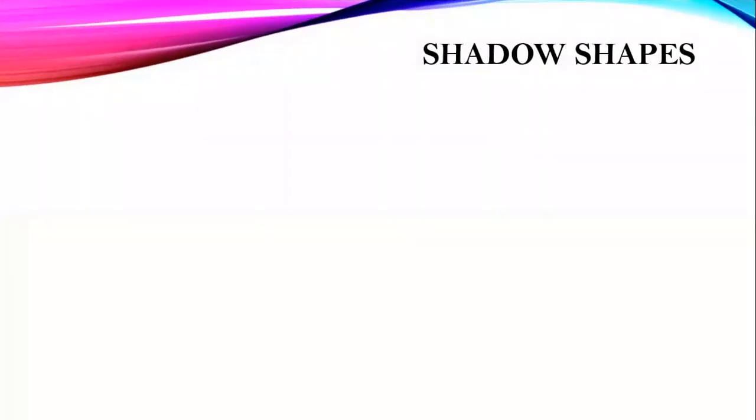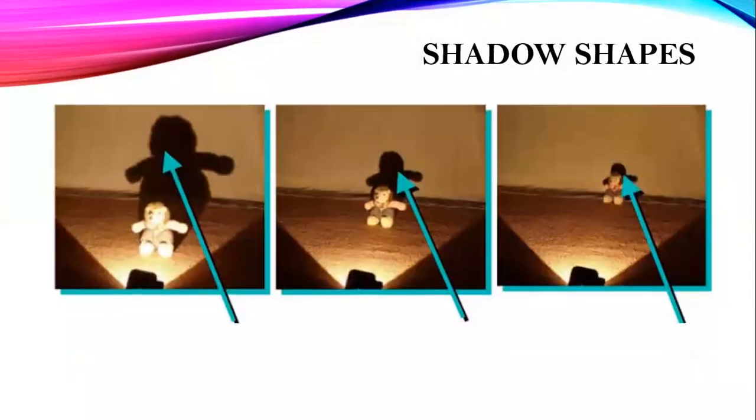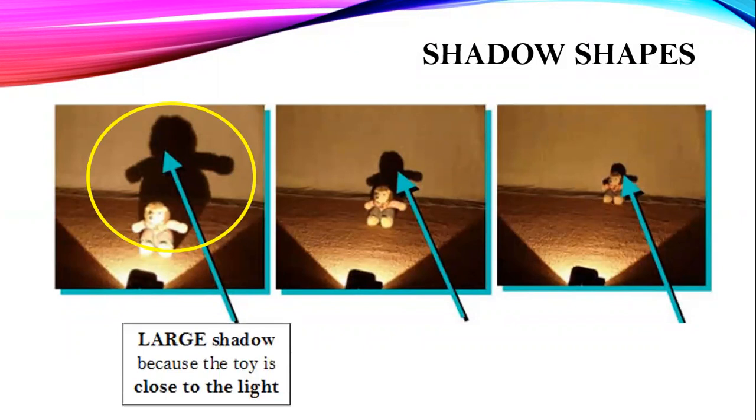Let's see an example to understand it very well. These pictures show different sizes of shadow. The first picture shows a large shadow because the toy is close or near to the light. And as we said right now, the closer the object is to the light source, the bigger or the larger the shadow. So here we have a large shadow because the toy is close to the light.